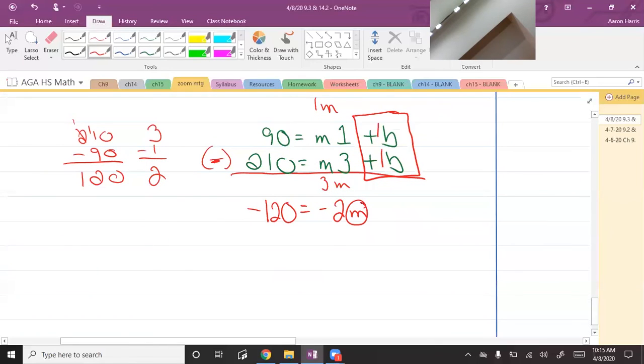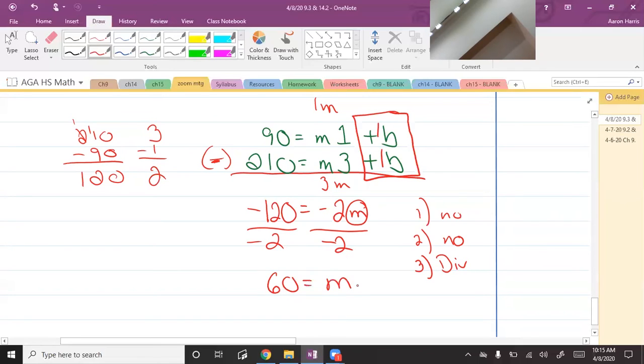Now I can solve for m, which is my slope. How much is he charging per hour? That's what that means. All right, so step 1, nothing to do. Simplify, combine like terms. Step 2, there is no addition or subtraction near my variable. Step 3, remove all what? Multiplication and division. So I'm going to divide by negative 2. 120 divided by negative 2 is what? 60 is equal to m.